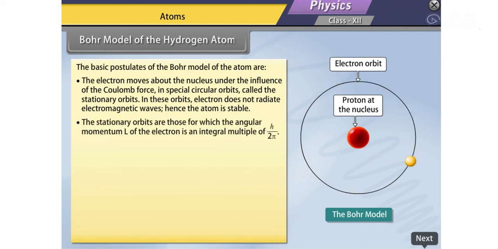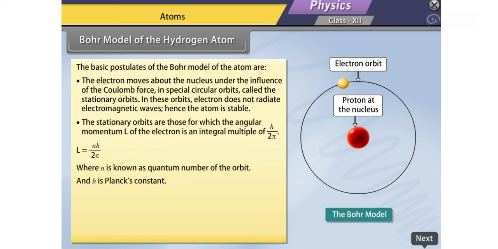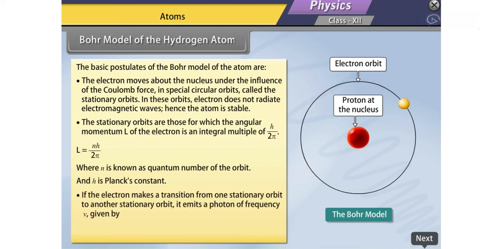The stationary orbits are those for which the angular momentum L of the electron is an integral multiple of h upon 2 pi. L equals nh upon 2 pi, where n is known as the quantum number of the orbit and h is Planck's constant. If the electron makes a transition from one stationary orbit to another stationary orbit, it emits a photon of frequency nu given by (Ei minus Ef) upon h.